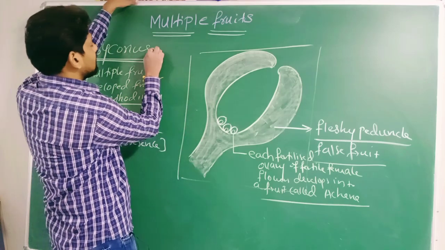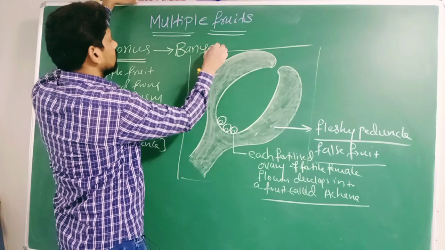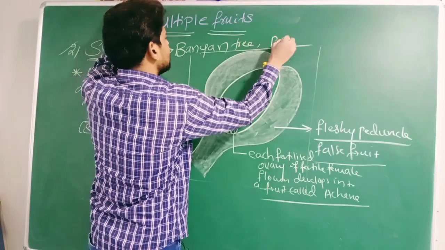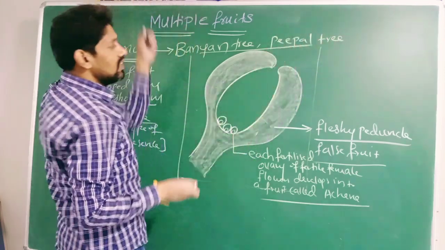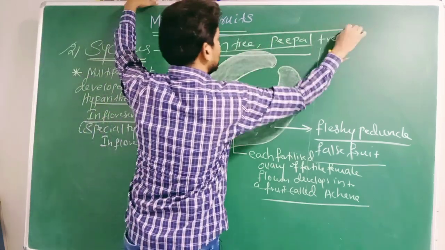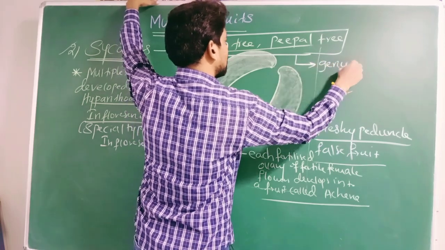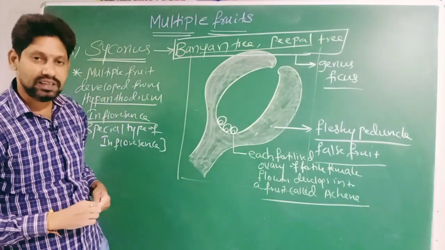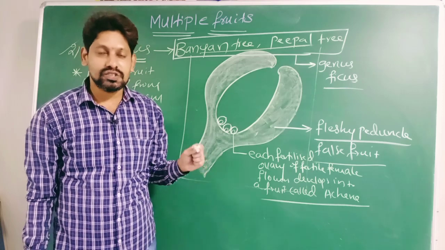Go for examples of cyconus. Number one, banyan tree, and second one is peepal tree. Both banyan tree and peepal tree come under genus Ficus. With this, we completed the fruits topic.